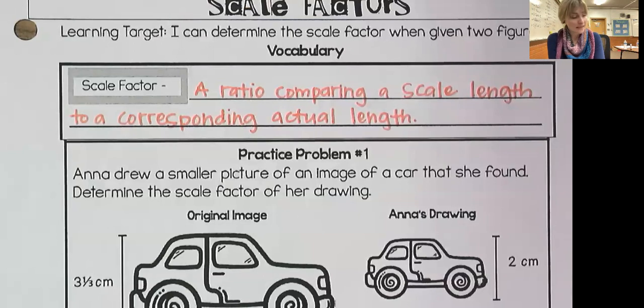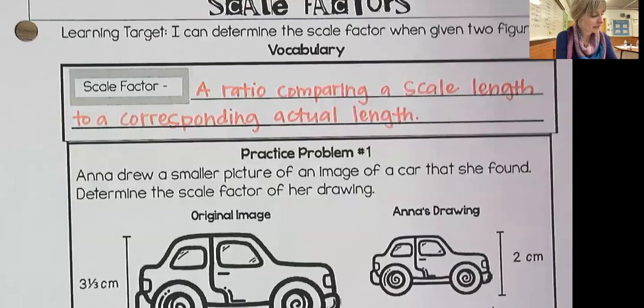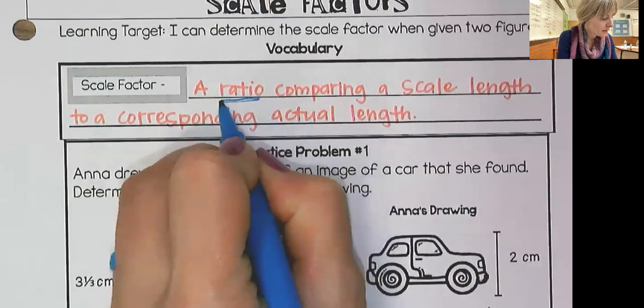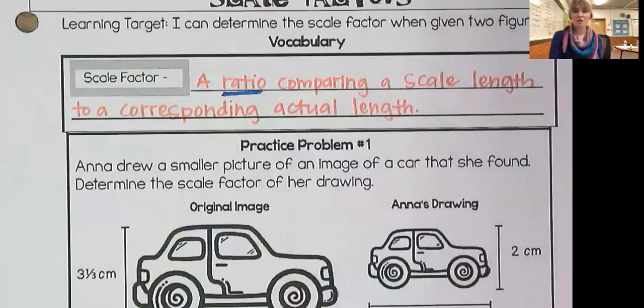I'm now going to read it out loud. It says a ratio comparing a scale length to a corresponding actual length. That should sound familiar to you. Scale to actual. In fact, I'm going to annotate it a little bit and underline the important words here. First important word is a ratio.